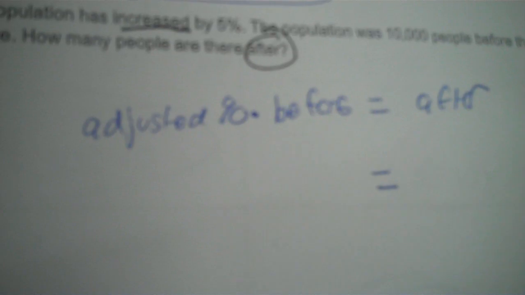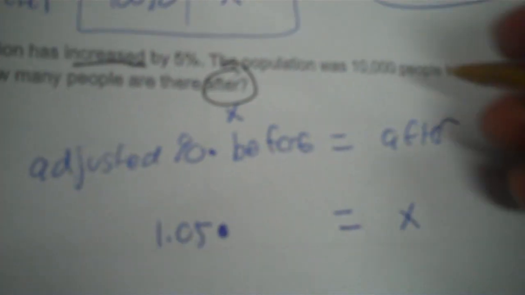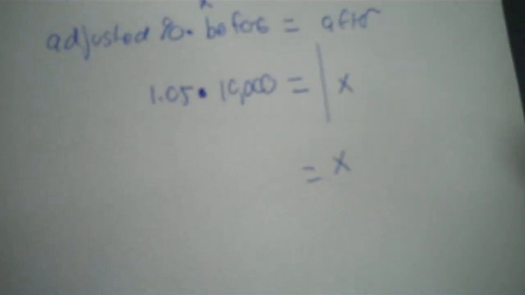You're going to have an equation that you're going to solve. Adjusted percent, because you don't just write 5. You take 100% and it says increase by 5, so you add 5%. That's 105%. Move that decimal twice to the left, please. That's 1.05. Now, they're asking me how many there were after, so that's X. The before must have been 10,000. Well, X is by itself, so I don't need to get X by itself. I just multiply the other side, 1.05 times 10,000. 10,500 people.